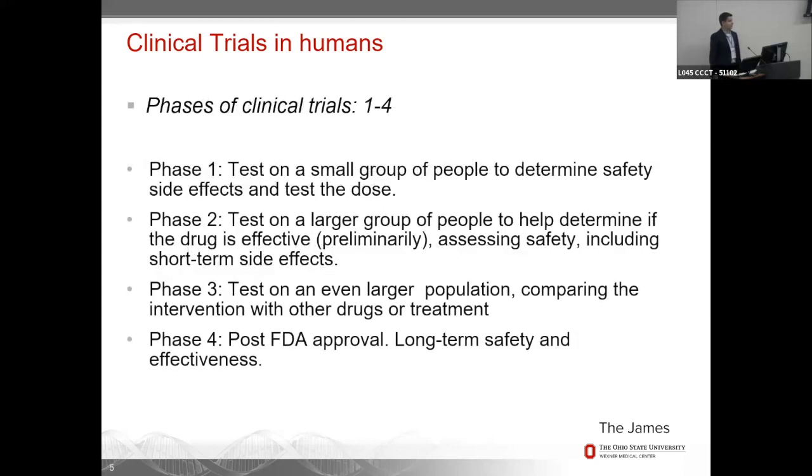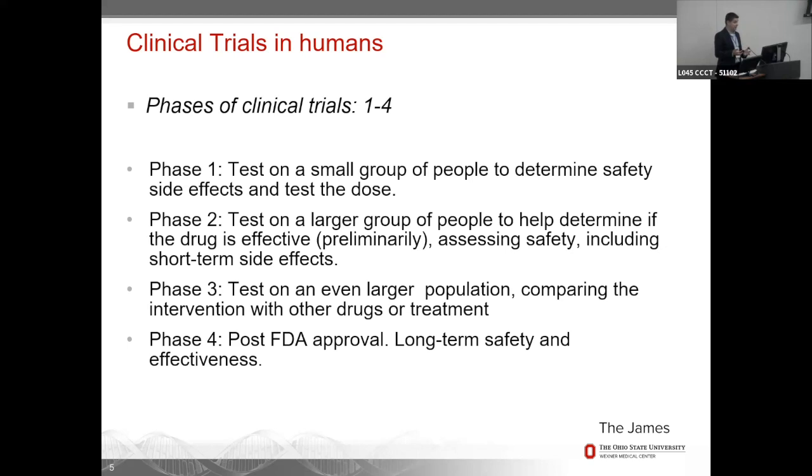So there are four different types of clinical trials in humans. More commonly, we see phase 1 and 3. In phase 1, you're testing the intervention or drug on a small group of people, and you determine the early safety, side effects, and what is the right dose. In phase 2, you are testing the same drug or intervention in a larger group, and that will help you determine preliminary activity. You want to see if there's a signal there. You want to see also safety and short-term side effects.